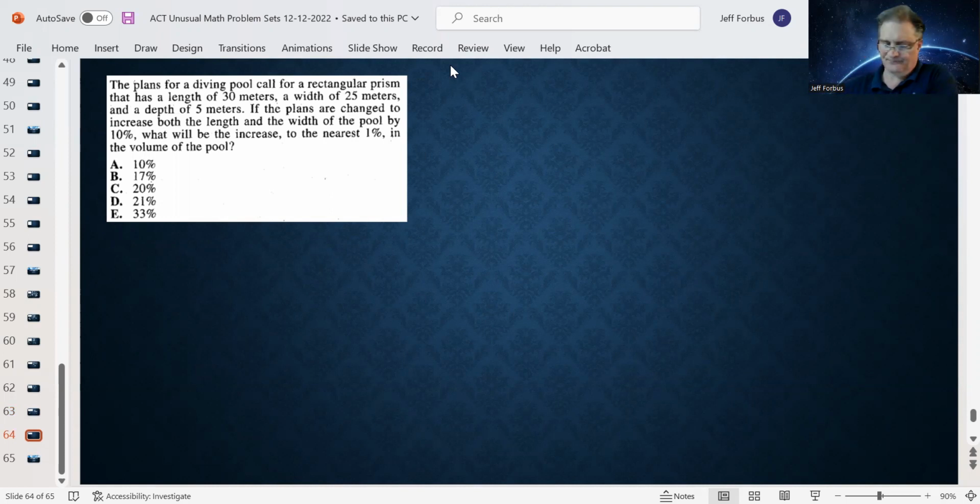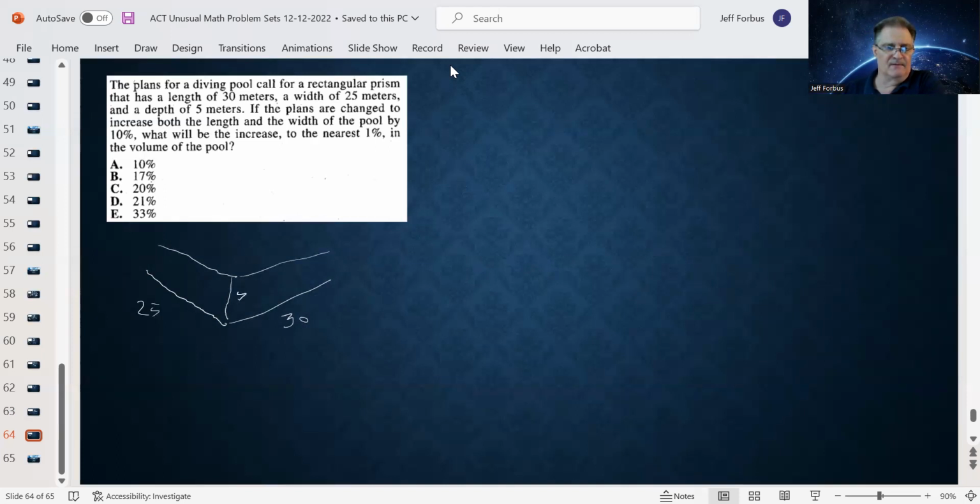Okay. So let's sketch this one. I'm going to draw it like this. We know it has a length of 30. We're going to call this side the length. We know it has a width of 25. We're going to call that 25. And we know it has a depth of 5. So there's 5.